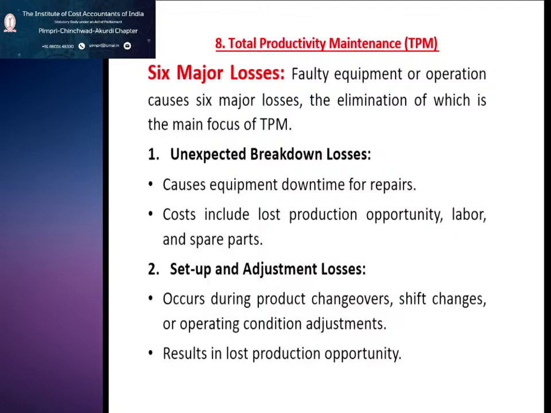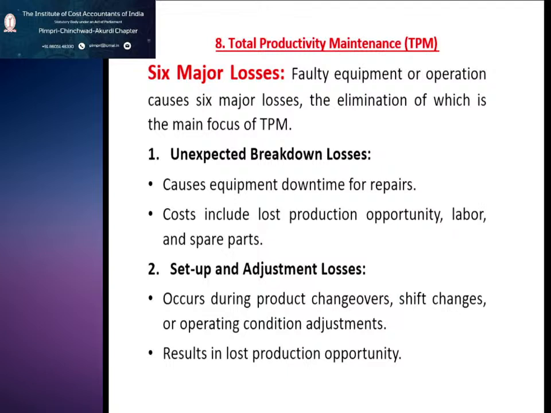So if a company like Tesla, which is holding a production run rate of 1 car per minute, has an unexpected breakdown, it may face a huge amount of losses and cost.